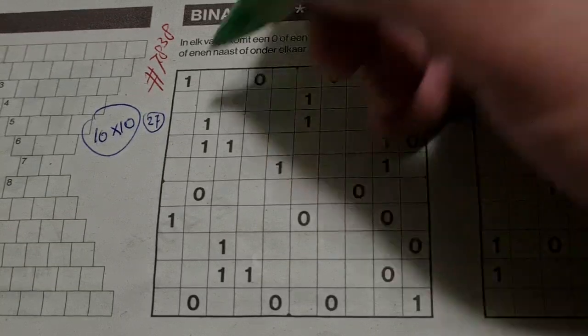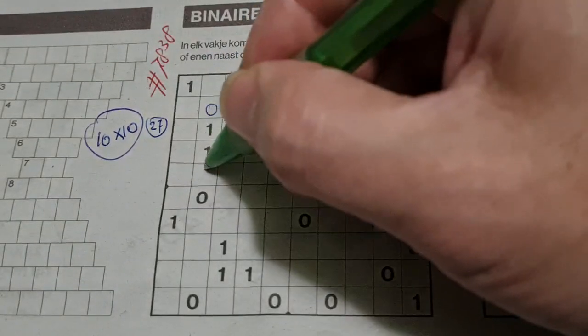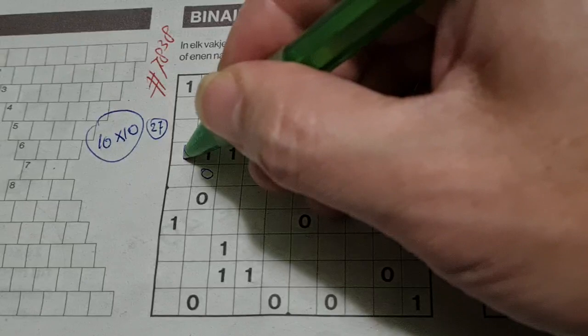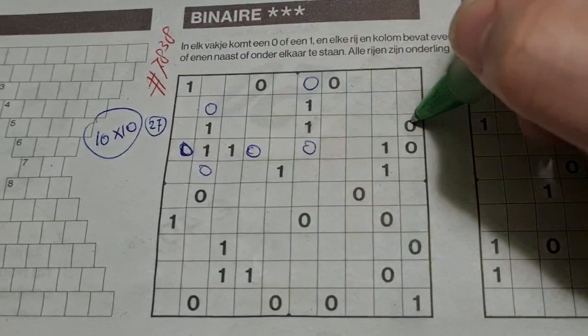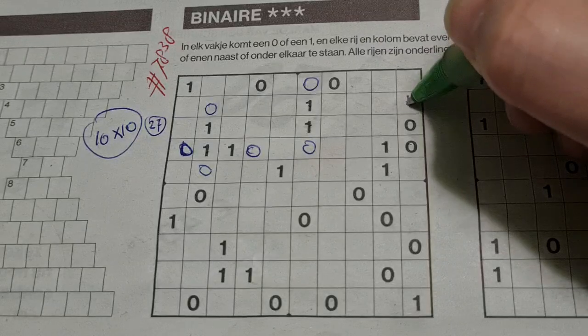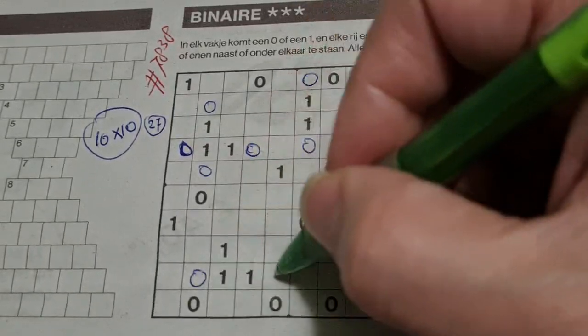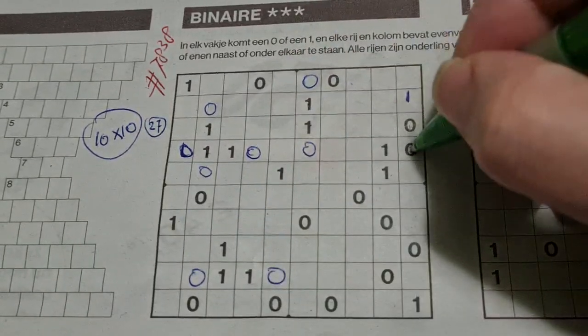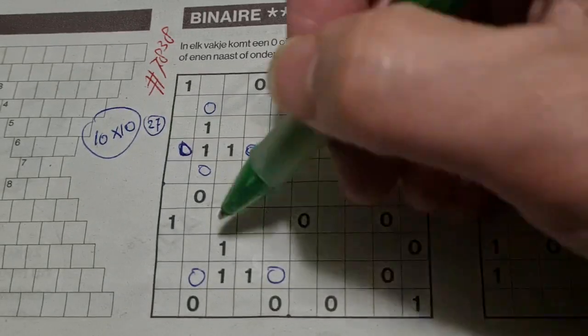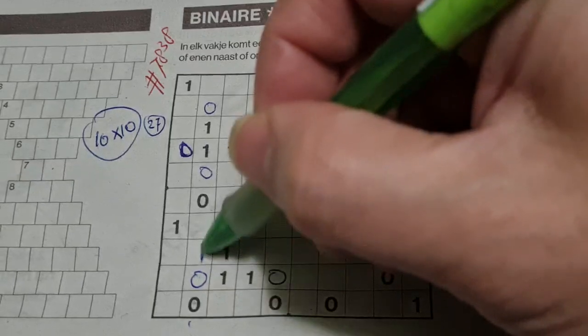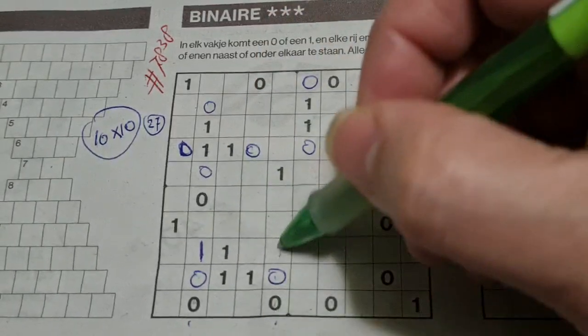Let me start with the double ones. Double one, here no, there no. Double one, here no, there no. Double one, here no, there no. Double one, here no, there no. And now the double 0s. Double 0, here one, there one. Double 0, here one, there one. Double 0, here one, there one.